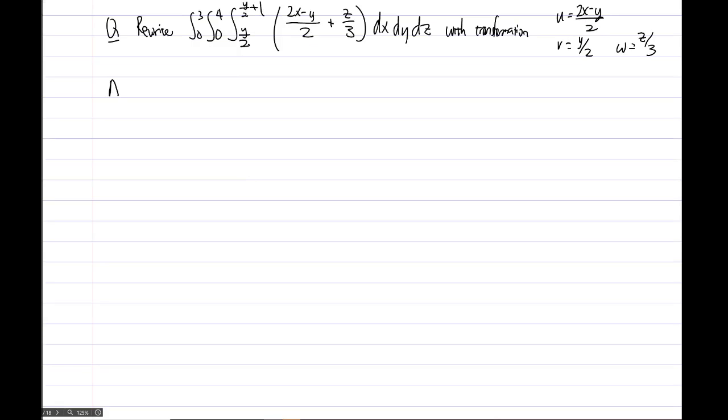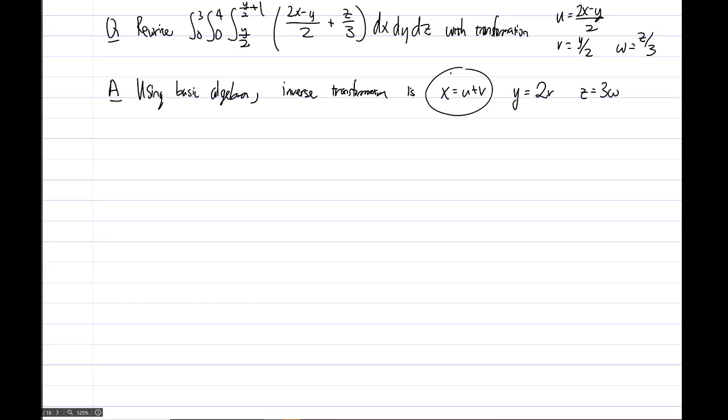So, using some basic algebra, I promise that the algebra is not going to be too much work, but you should give it a try. We're going to skip it here, otherwise we'll do too much algebra. The inverse transformation is going to be x is equal to u plus v, y is equal to 2v. That's not too surprising that y could just be 2v, and similarly not too surprising that z is just going to be 3w. Not a lot of work goes in there. The hardest work is getting x equals u plus v, and even that won't be too much work. So give it a try.